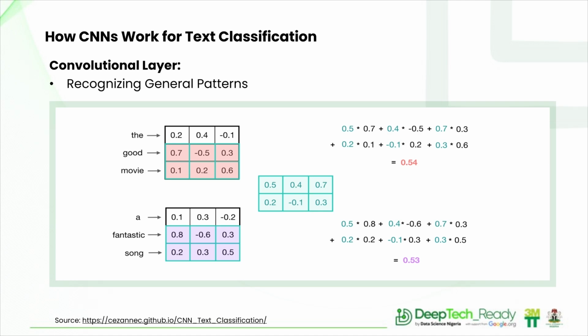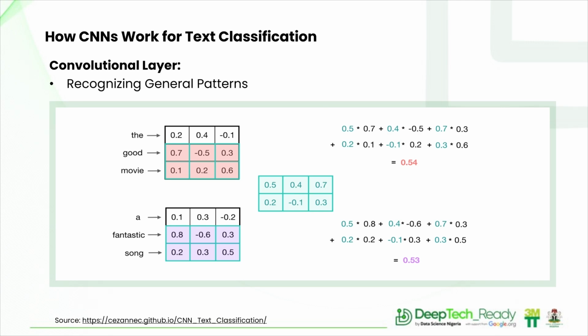So when a convolutional kernel is applied to different sets of similar words, it will produce a similar output value. In the example here, you can see clearly that the convolutional output value for the input 2-gram, that's good movie, as well as the fantastic song, are about the same value because the word embeddings for this pair of words are also very similar. So you can see the good movie has 0.54 and fantastic song has 0.53.